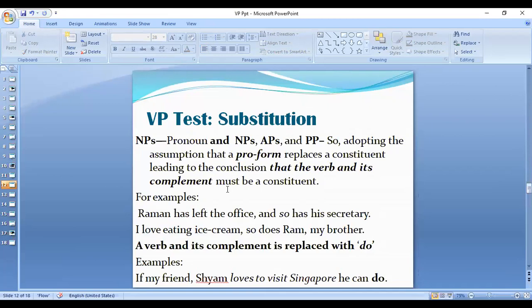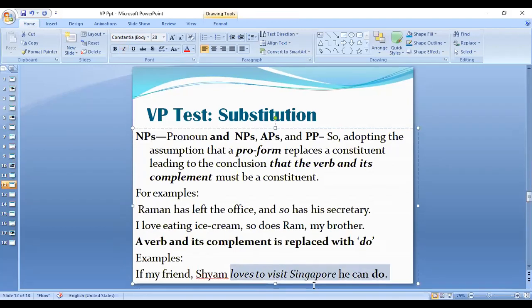Besides so, we can replace the verb phrase with do. Example: if my friend Sam loves to visit Singapore, he can do. Here, the love of my friend Sam to visit Singapore, the intentions and actions of Sam, is represented by do. So we can say that loves to visit Singapore is a verb phrase because it is replaced by do.